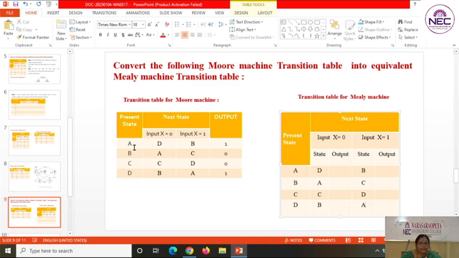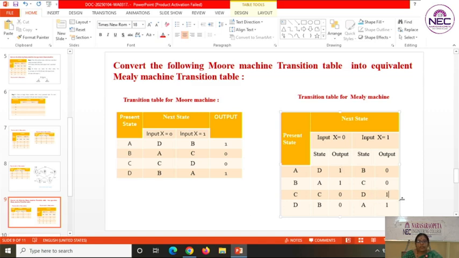So, the A state output is 1. The B state output is 0. The C state output is 0. The D state output is 1.